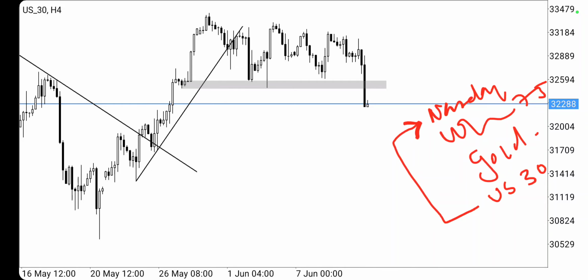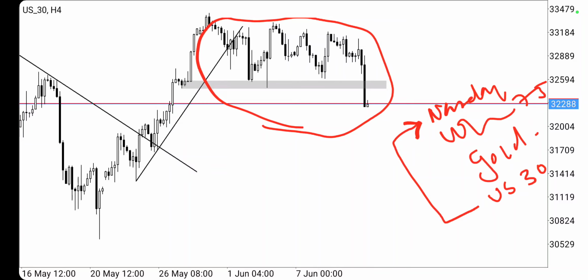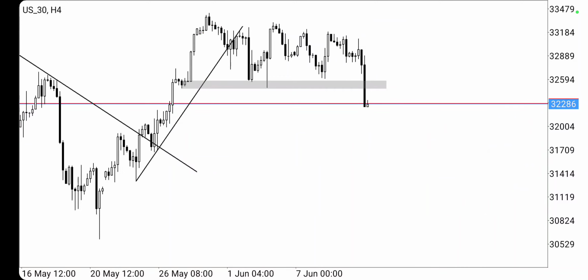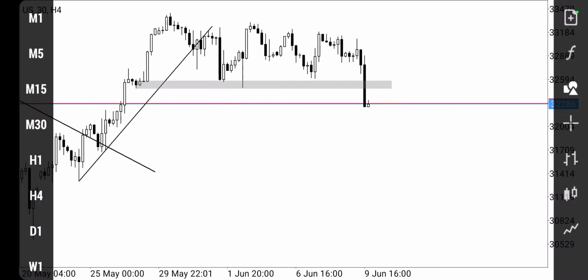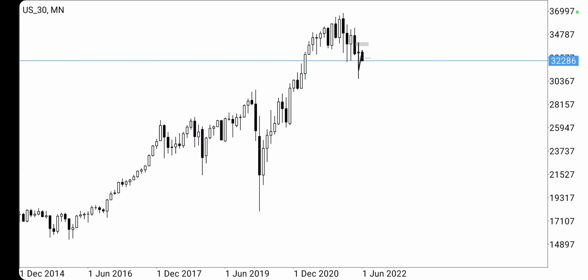I already made a video on this one. So US30 is just a summary of the 30 biggest, I think, tech companies in the US, and then Nasdaq will be the top 100. So that's why they are related. If you check the structure on US30 and compare it to the structure on Nasdaq, you will find that they are sort of making similar moves. So we are just going to analyze this one and see where it is headed and if we can get any trading opportunities. So let's start with the highest time frames and see what's happening there.